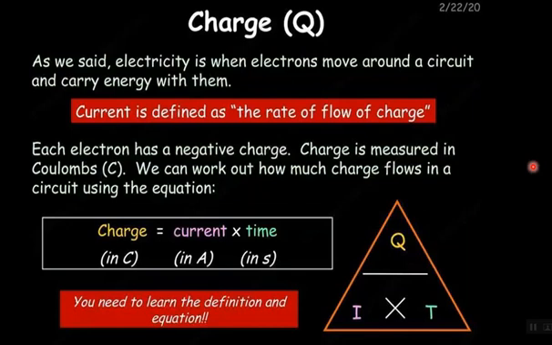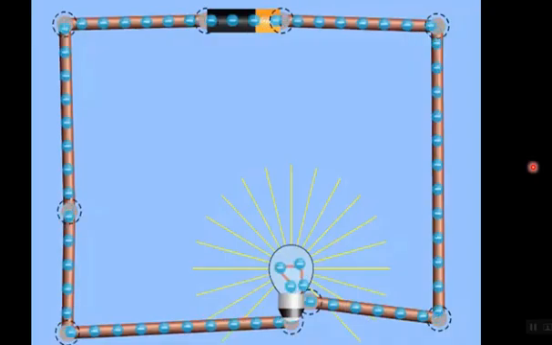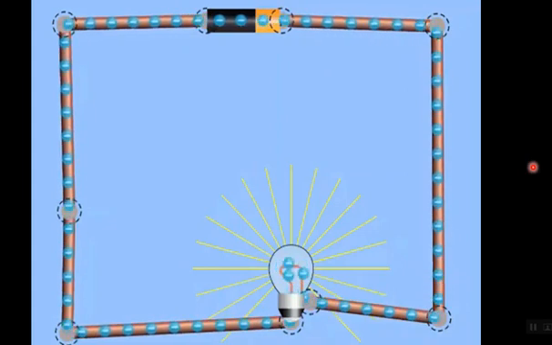As we said, electricity is when electrons move around the circuit and carry energy with them. Current is defined as the rate of flow of electrons. So what is current? Current is how quickly these blue electrons flow through the circuit. If they flow quick, it's got a big current. If they flow slow, it's got a low current.